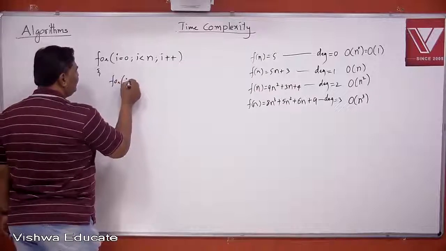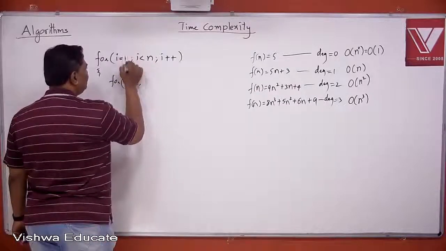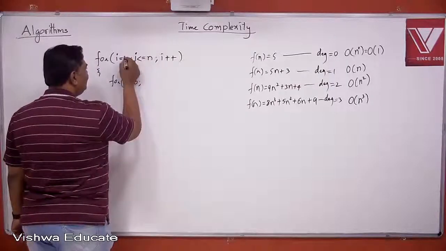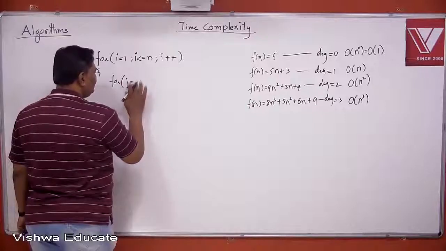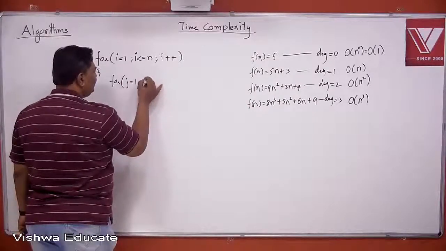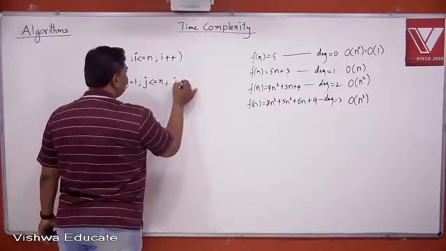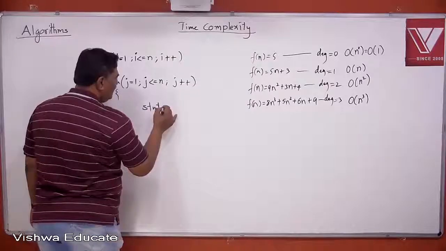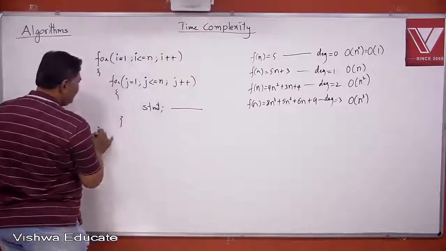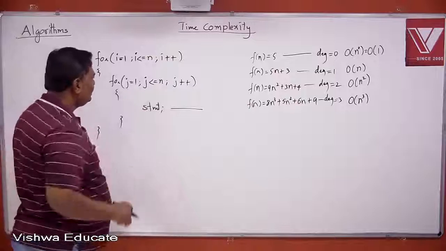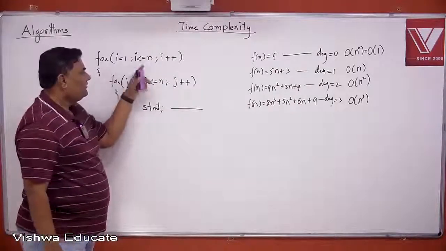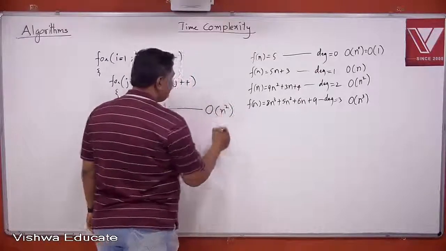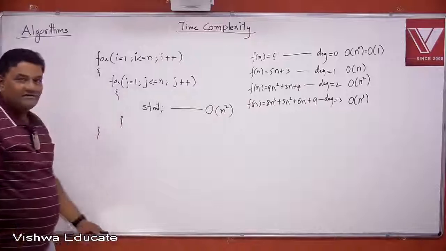For j takes value 0, I'll start from 1 so that you can easily read it. Otherwise, less than n starting from 0, sometimes it confuses. And j less than or equal to n, j plus plus. The statement inside. How many times will this execute? As this is a loop inside a loop, both are going till n, then it is n square. This is n square. Take this one.